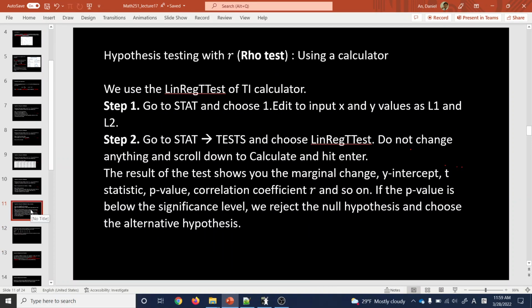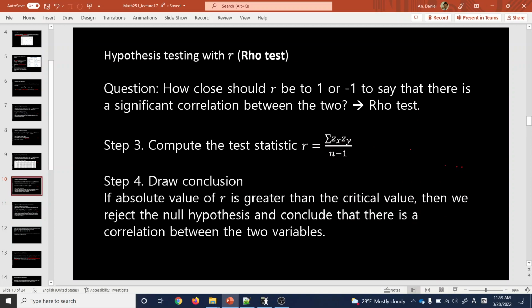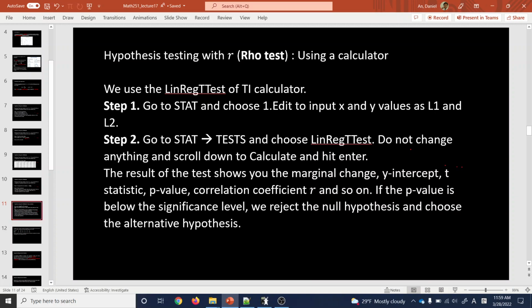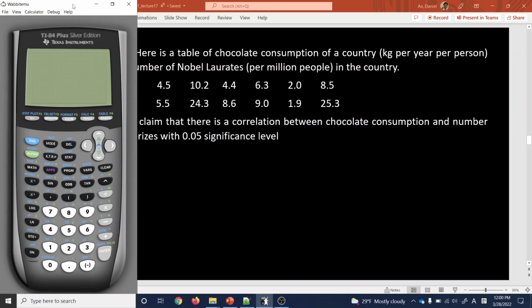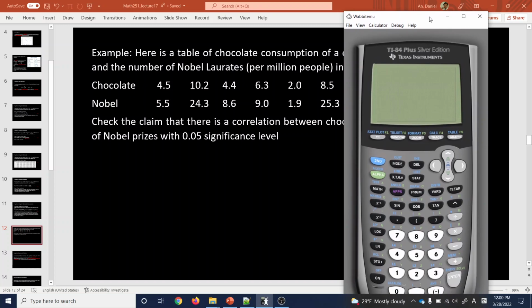But I also want to say that in practice, when you're given the table of values, rather than using this formula, we will just use the calculator and let the calculator calculate everything for us. So what we're going to do is the linear regression t-test on the TI calculator, and we'll enter the x and y values in L1 and L2, and then use this linear regression t-test to calculate everything that we need, the a and b, test statistic, p-value, correlation, and all that. All right. So let's do an example. I'll show you how to do it by using an example. So suppose we have the following data.